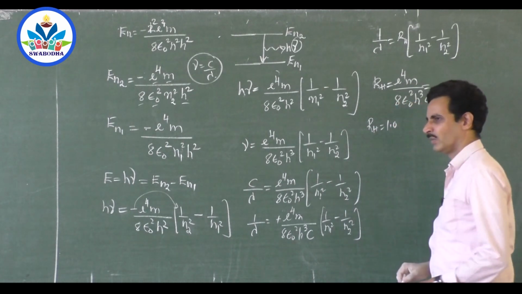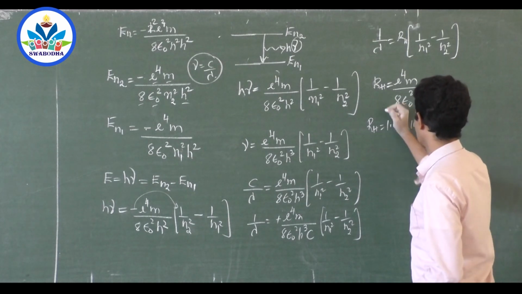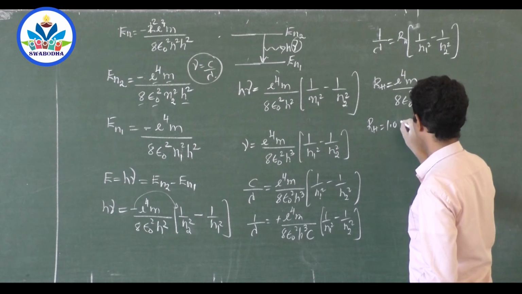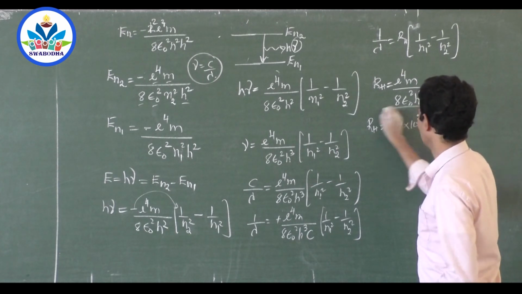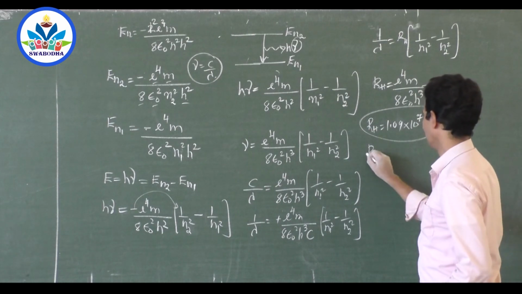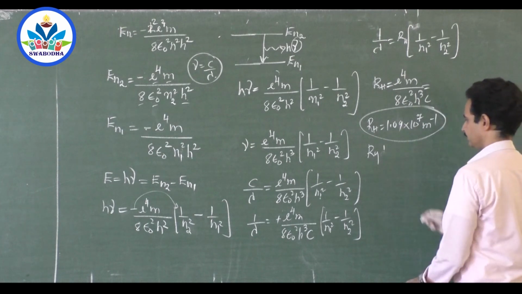1.09 into 10 to the power 7 meter to the power minus 1. I will tell you why. It's called Rydberg constant. Rydberg constant for hydrogen.